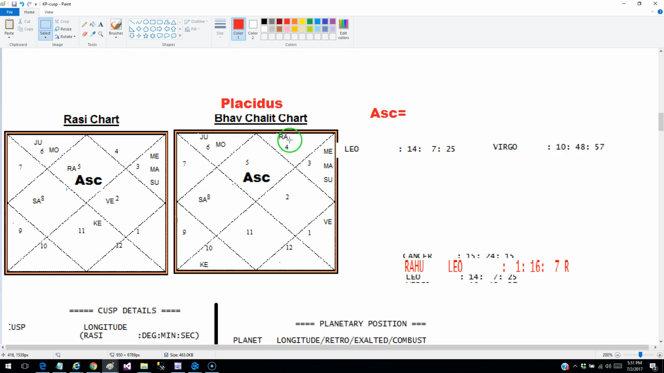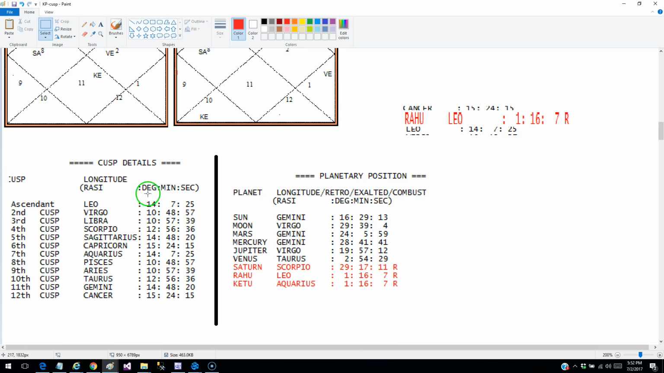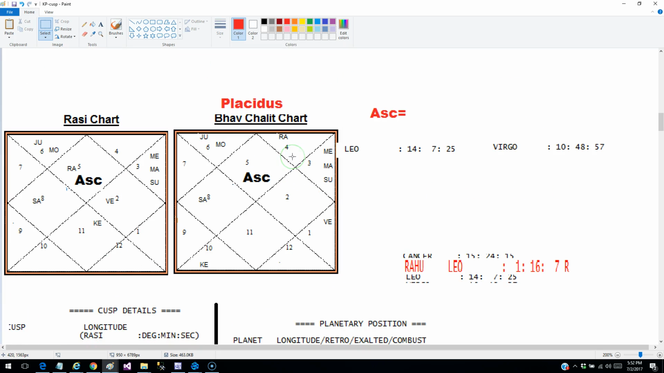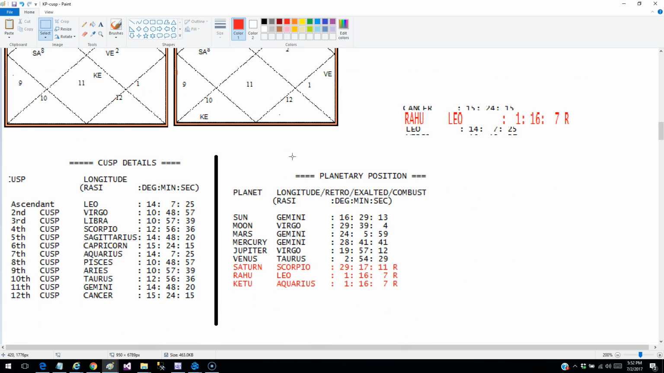And one more thing is when we look at the Chalit chart and we see Rahu over here in the 12th cusp, and then we see that the Cancer sign number 4 is given over here. So you don't say that Rahu is in Cancer. Rahu is still in Leo. If you look at the Rahu's degree, it is still in Leo, but it is placed in the 12th cusp. So that is how the Placidus chart is prepared.